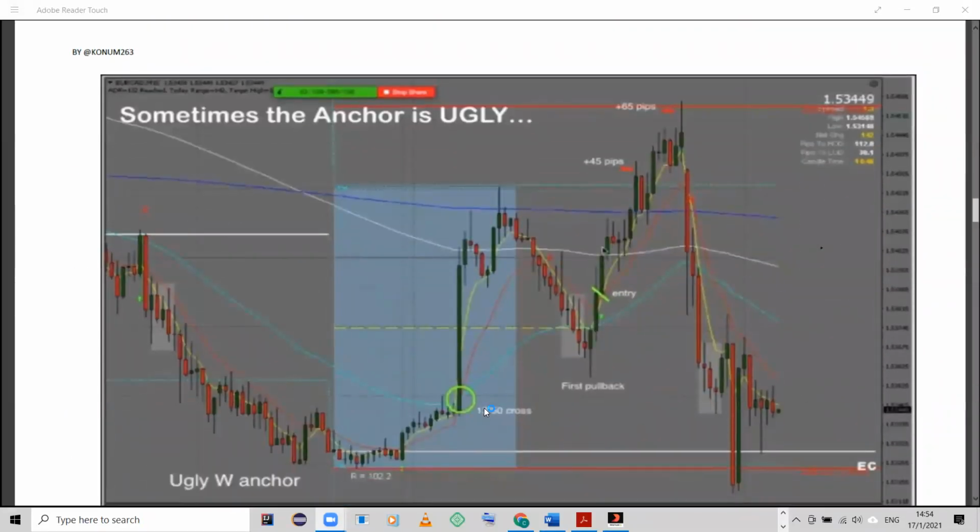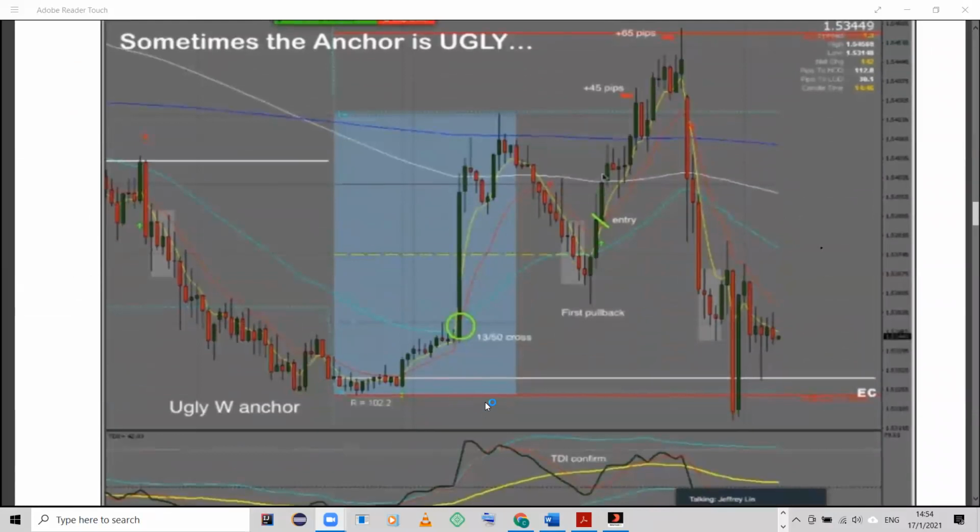Sometimes the anchor might be very ugly, meaning that it might not be easily understandable. Price is ugly sometimes. It is not as beautiful as the textbook might look. But experience is the best teacher.